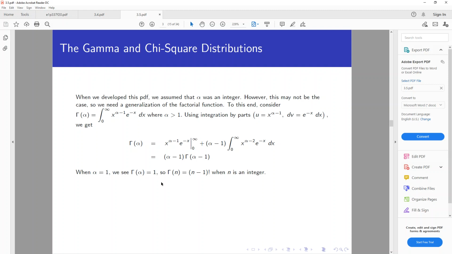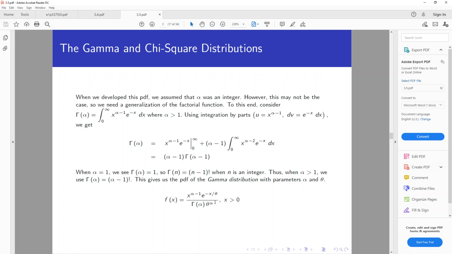So when alpha is 1, we see that gamma of 1 will be 1. It's not too hard to see that, because if we put a 1 in for alpha, we get x to the 0, and then that improper integral will just be 1. So this formula tells me that when I put n in for alpha, I get n minus 1 times gamma of n minus 1. Then I would get n minus 2 times gamma of n minus 2, all the way down until I get to 1. And so I get n minus 1 factorial. So that's why this particular integral is a generalization of the factorial function. So we use gamma of alpha to describe the alpha minus 1 factorial.